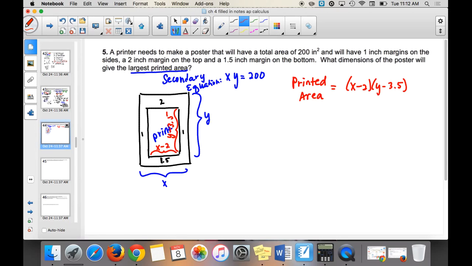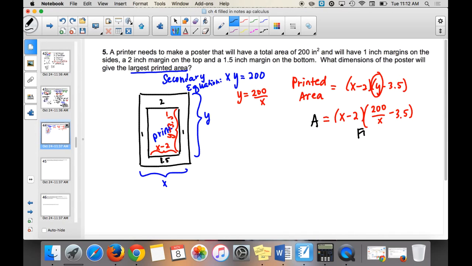How'd you get the 3.5? Because I have 2 and I have 1.5. So it's a total of 3.5. Right? Subtract the 2, subtract the 1.5. So I'm going to replace y with what it's equal to. It's equal to 200 over x. So I'm going to replace there. So I'm going to have x minus 2 times 200 over x minus 3.5. And you can write that as 7 over 2 if you want to. Doesn't matter. So that's going to be A for area.